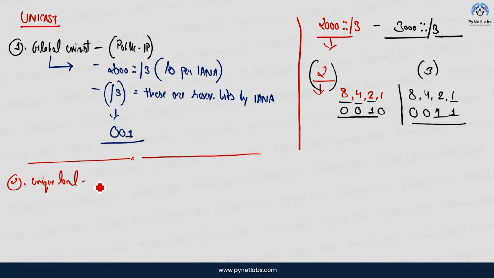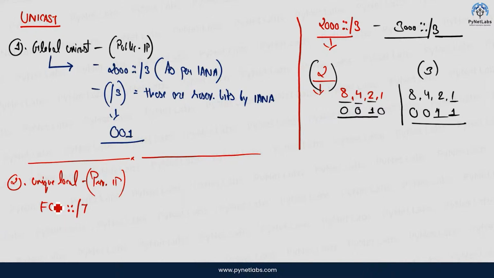And when I say unique local, it's nothing but the private IP. It starts with FC00::/7. Now in this case, the /7 means the first 7 bits will be constant, which are not routable in the global IPv6 address space over the internet, and it is recognized by the IANA.